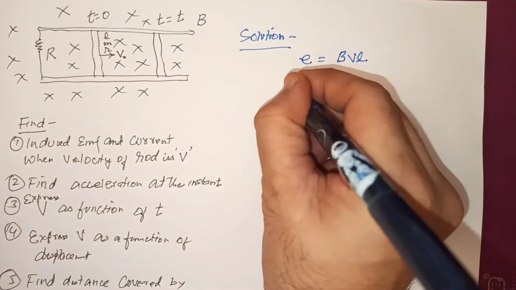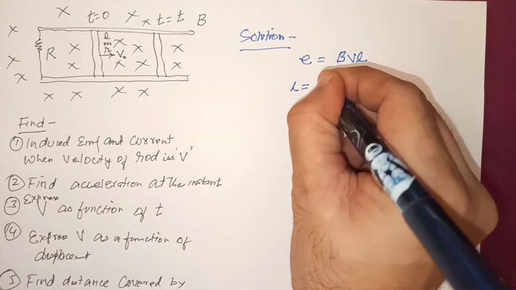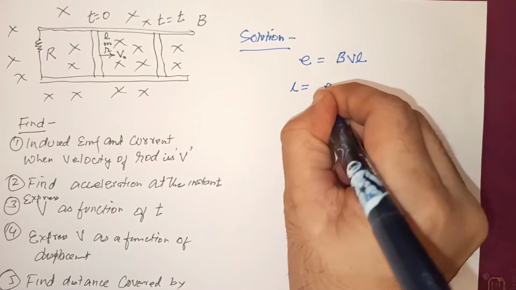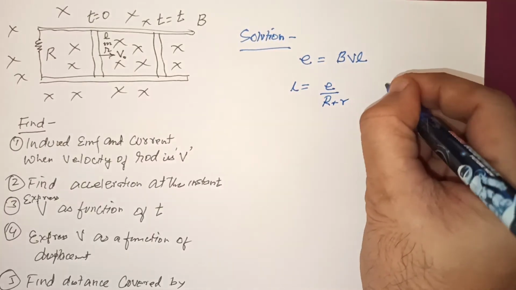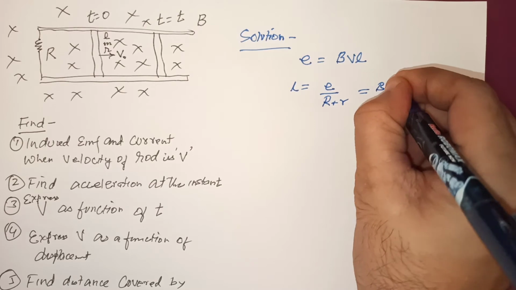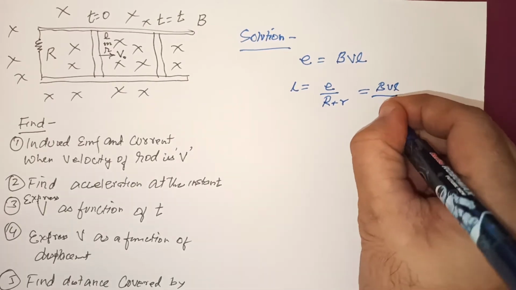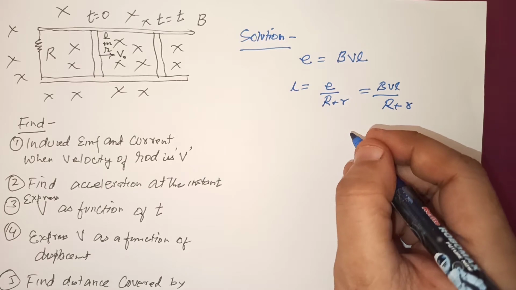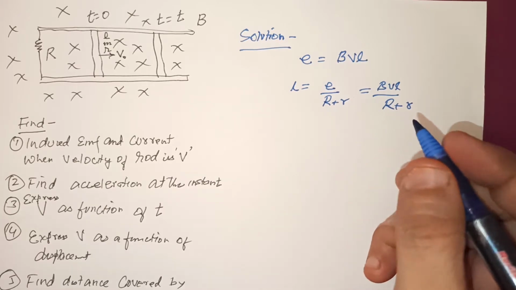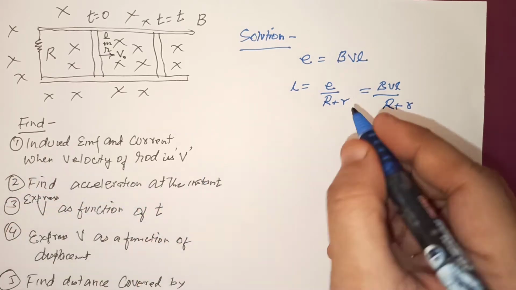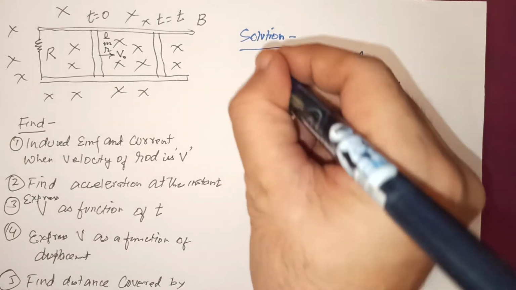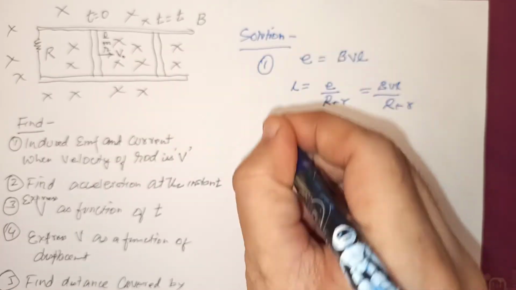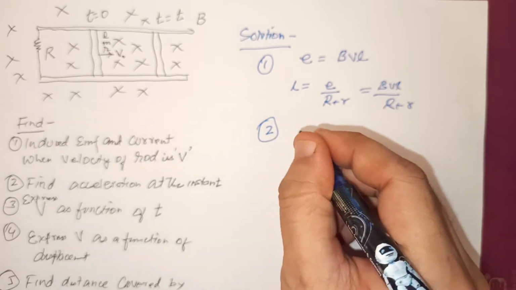Now I is equal to E by R, which is pretty simple. R plus r, or you can write it BVL by R plus r. Now let's quickly move to the second portion. Find the acceleration, second portion. So this is first, and let's move to the second portion.